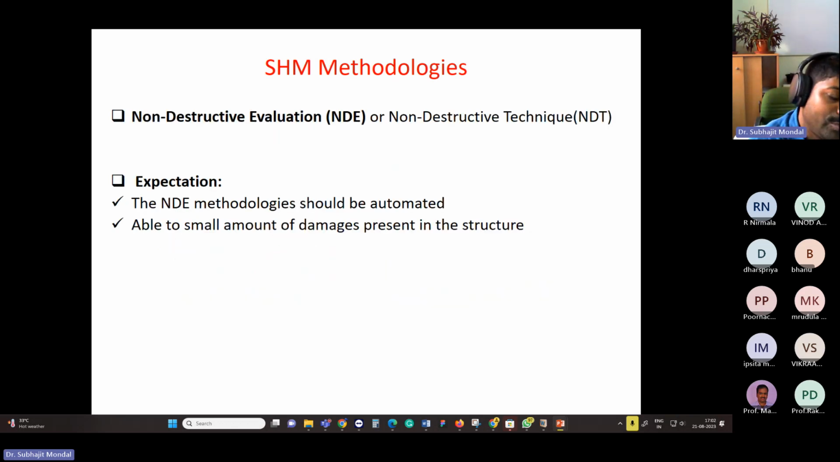Now what do we do? We have to go for non-destructive testing. Non-destructive testing is a testing where we are not going to damage the structure. So how are we going to evaluate the structure? We can put some sensors in the structure and measure the response, and from that response we can try to identify whether there is damage or not.